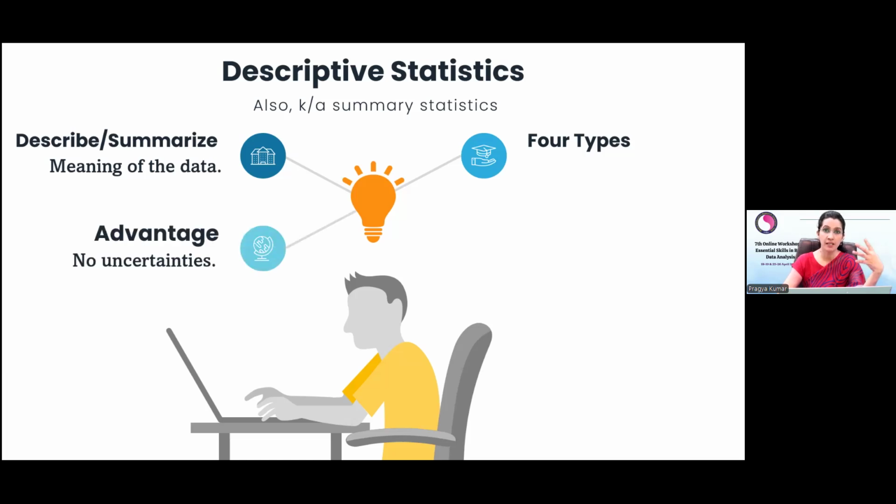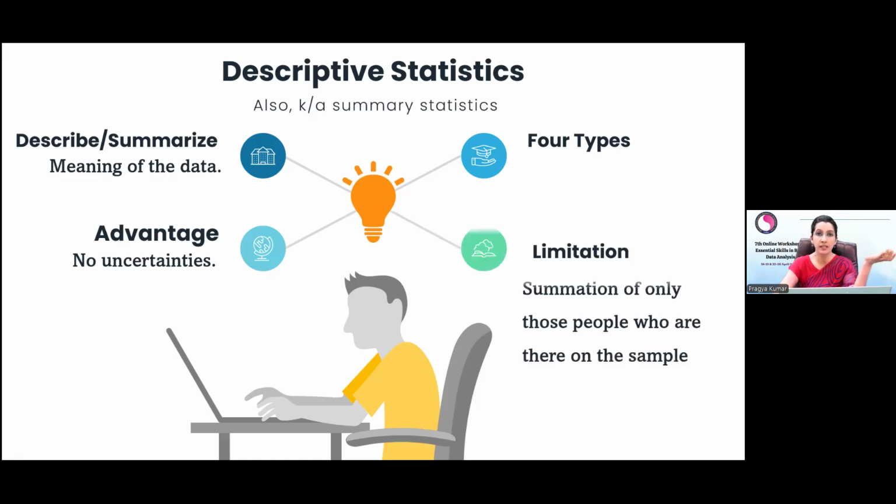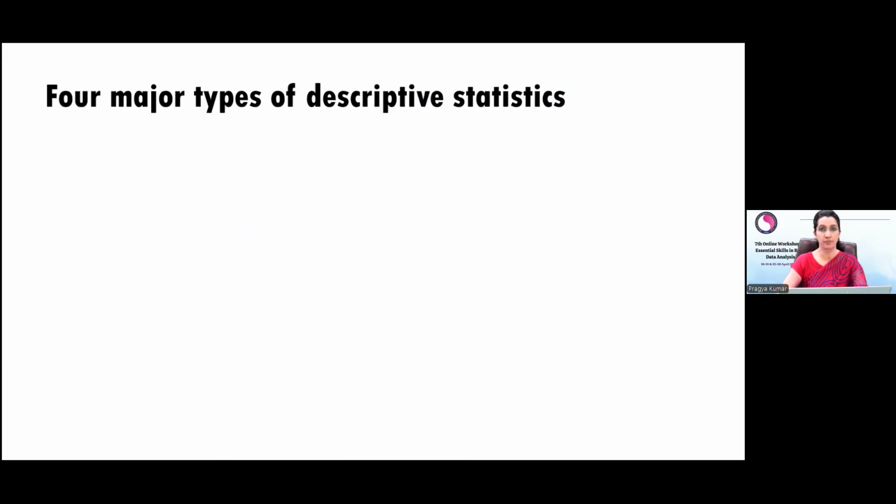In descriptive statistics, since it is performed taking the total sample and you are not making an inference, you are not making generalizations about the population, you don't give the confidence interval. So in descriptive statistics, there's no uncertainty. But there's a limitation that it can only tell you about the people who are there in your sample. It cannot tell you about the population from where you have drawn the samples. So that's the limitation of descriptive statistics.